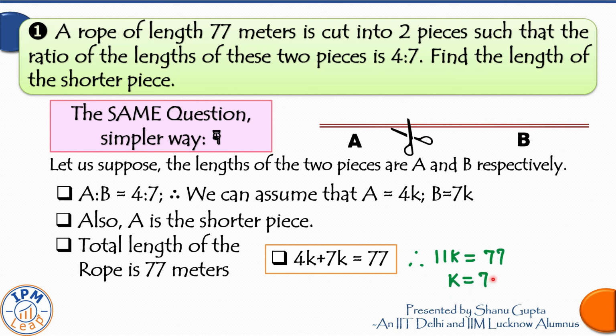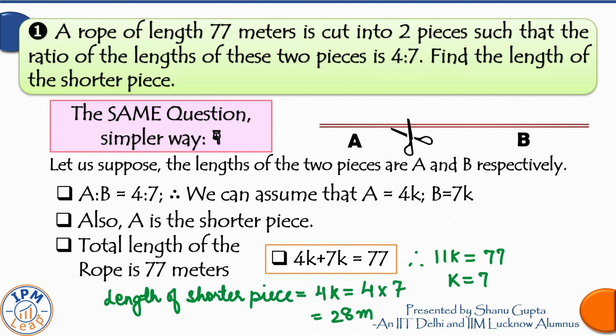Once we get the value of our variable K, I can solve for any of the required lengths. I can find out anything. So find the length of the shorter piece. A is the shorter piece, which is 4 times K in length. K we found out is 7 and 4 into 7 calculates to 28. So our required answer for the length of the shorter piece is 28 meters.